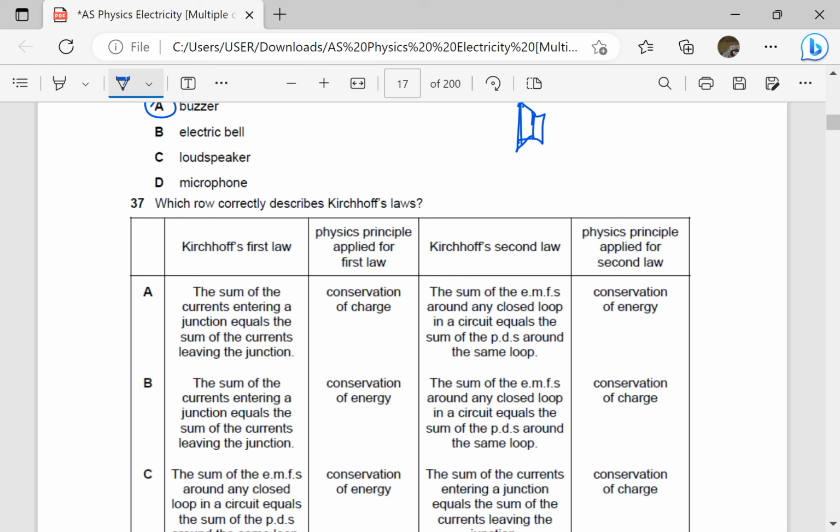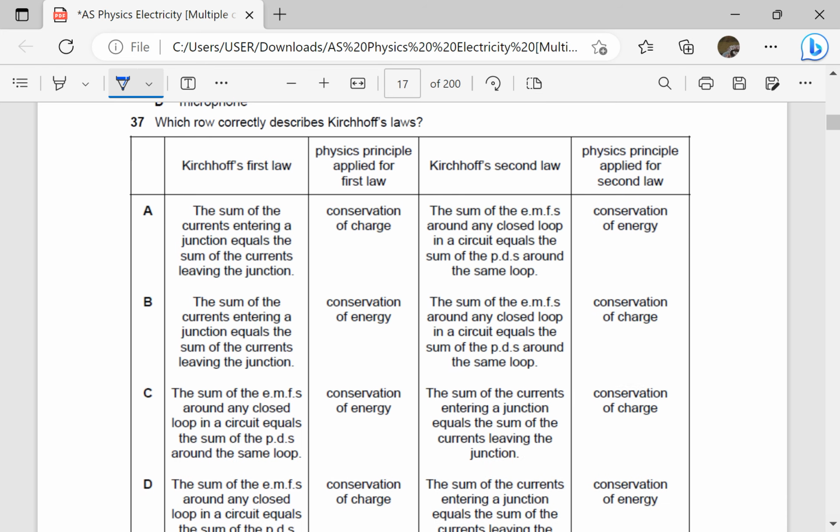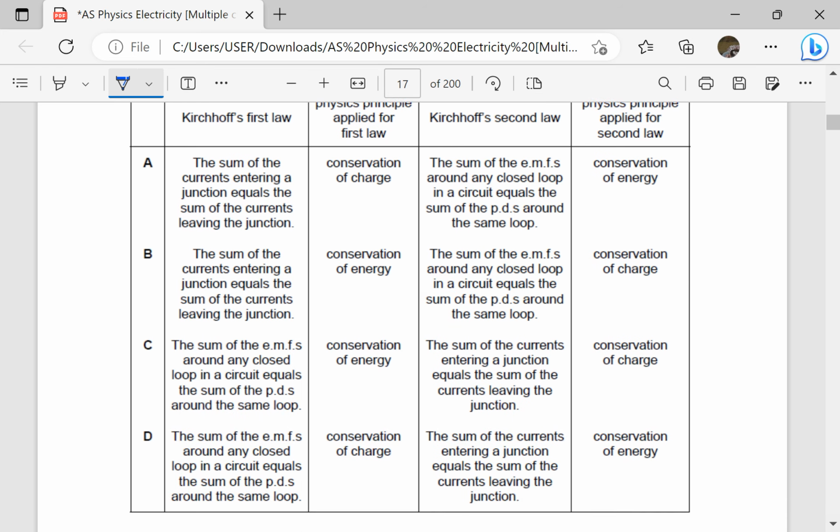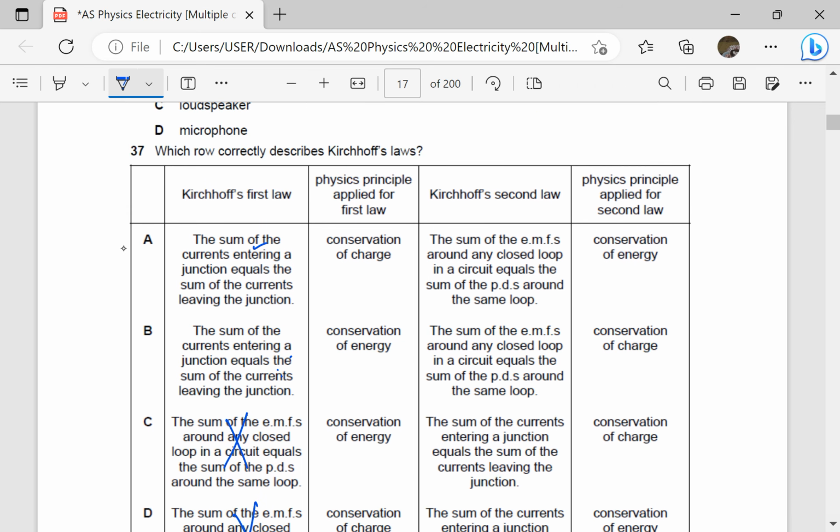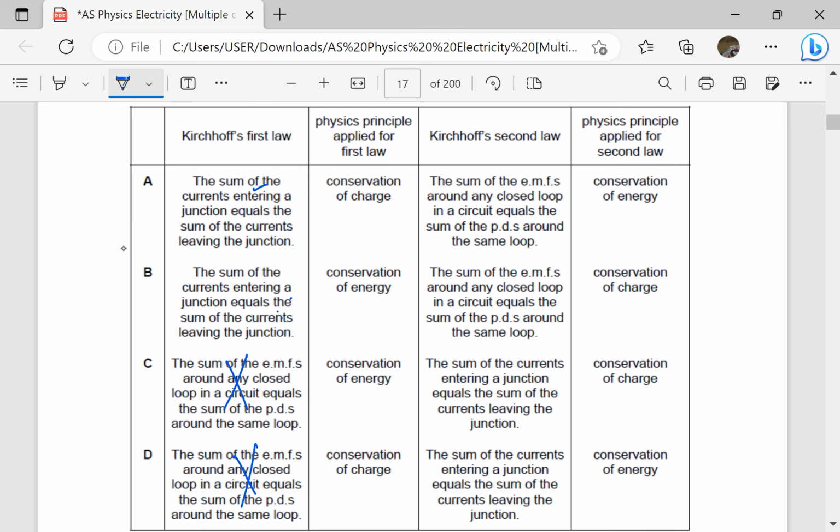First law, it must be sum of currents into junction equals sum of currents out of the junction. So this is fine. Sum of currents entering a junction equals sum of currents leaving. So these two are fine. That means this one and this one are not first law. Physical principle, first law is conservation of charge. So we have also eliminated this one, because this one is saying conservation of energy. So using the first and second columns, the answer is precisely A.